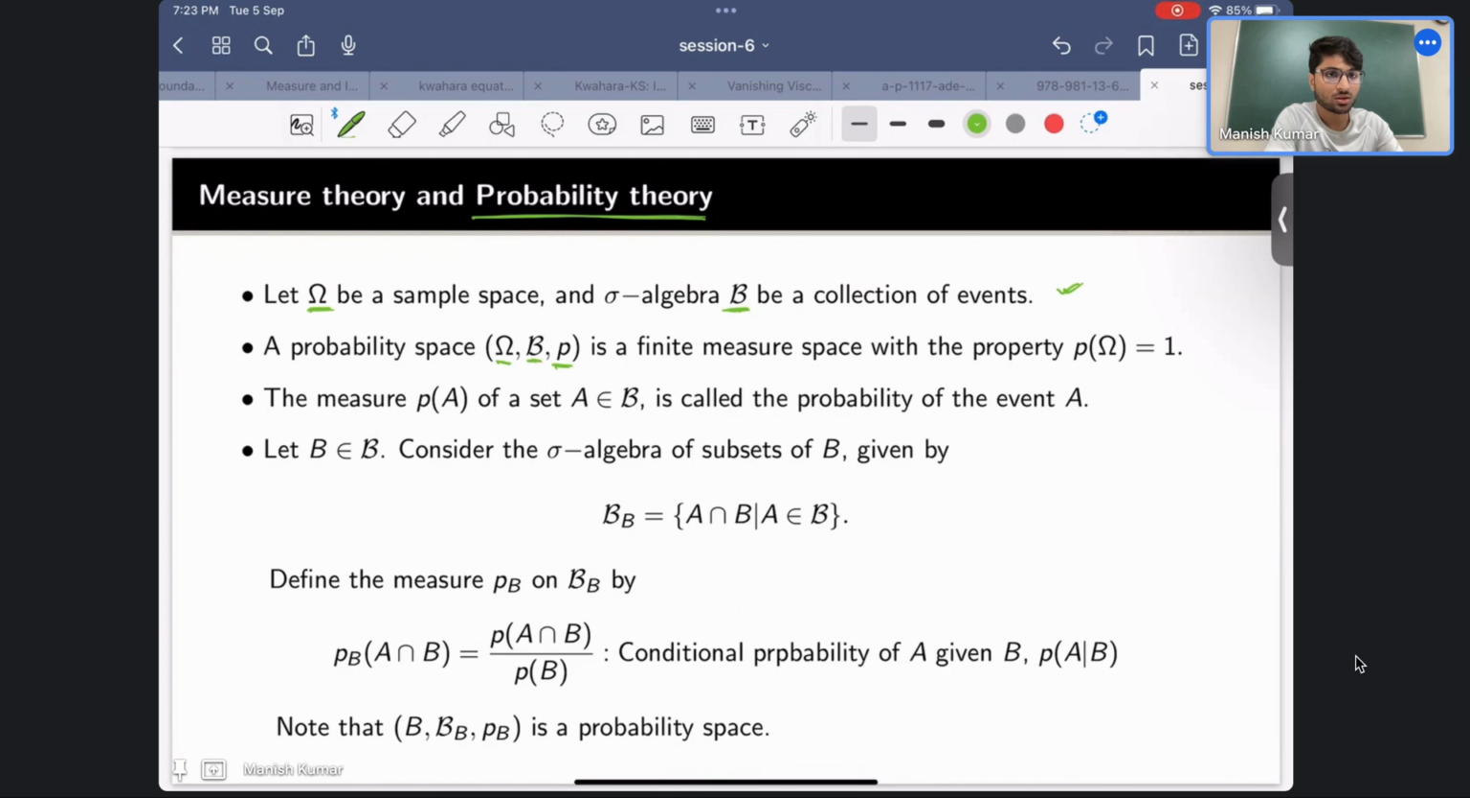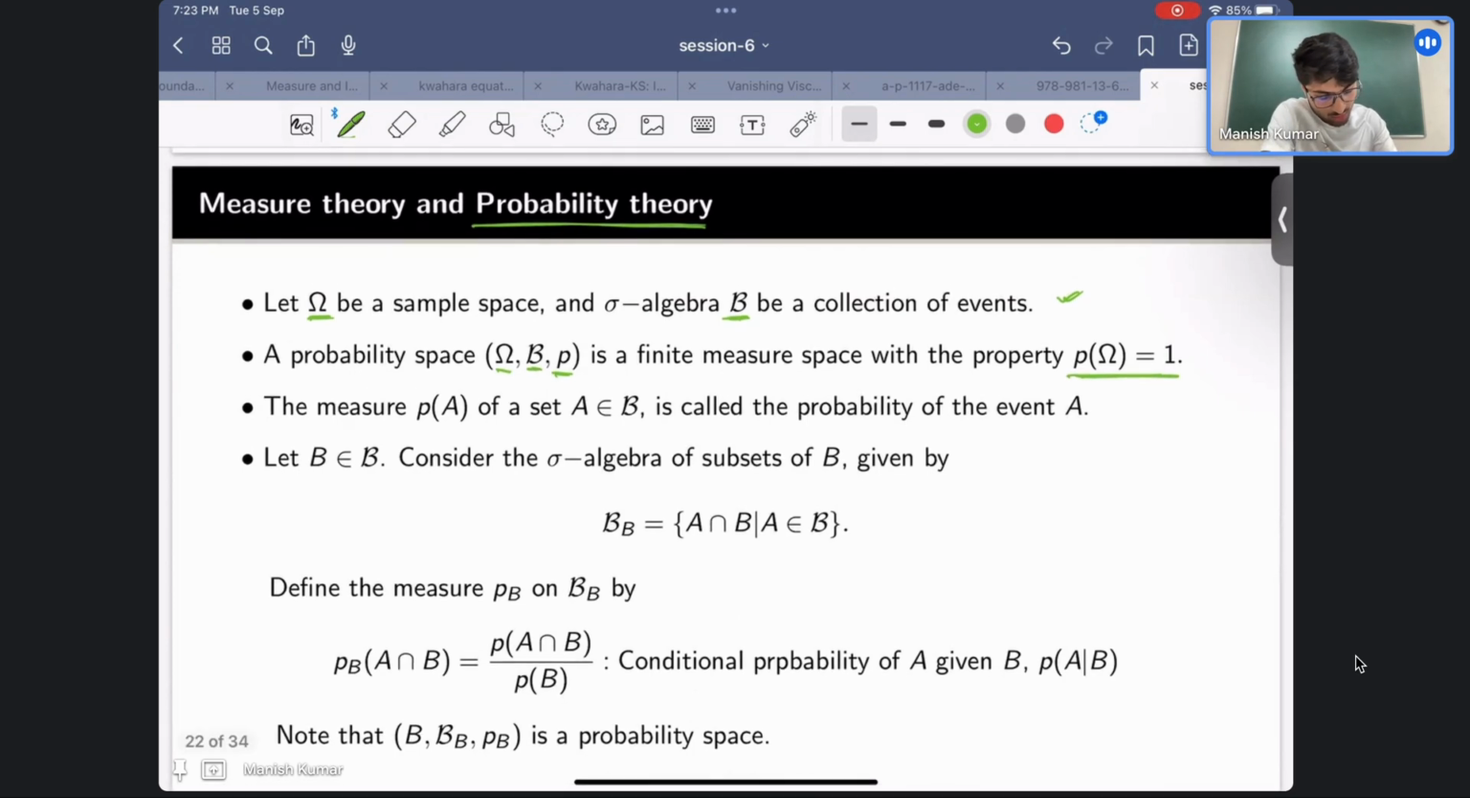So in general, for studying measure theory, what you have is X, some sigma algebra and some measure. Here you have the same thing. This is your X in some sense, this is your sigma algebra, and this is the measure. But the difference is that this is a particular example. It says that the measure of the whole set omega should be 1. That is something very specific to probability theory.